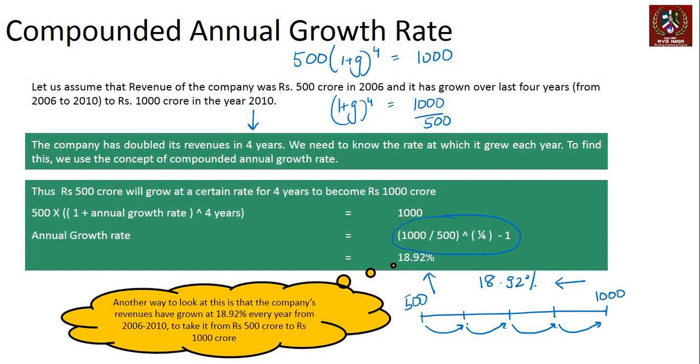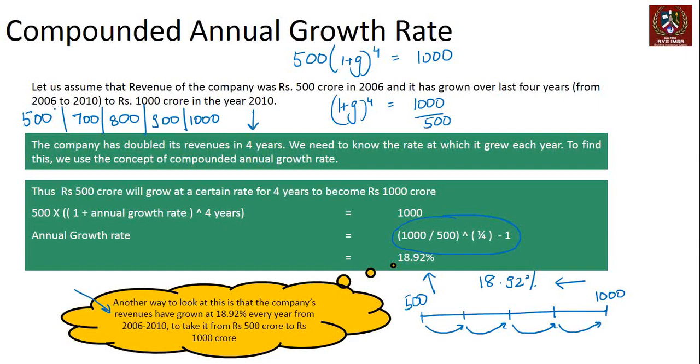So every year the growth in one sense would have been 18.92%. Now remember, that's an annualized number that we have arrived at. It is quite possible that the trajectory of sales could have been 500 becoming 700 becoming 800 becoming 900 and then finally becoming 1000. That's possibly the trajectory of sales over these 5 years.